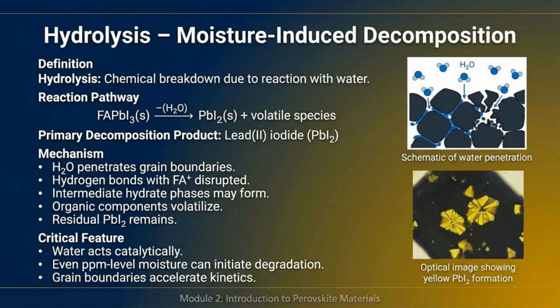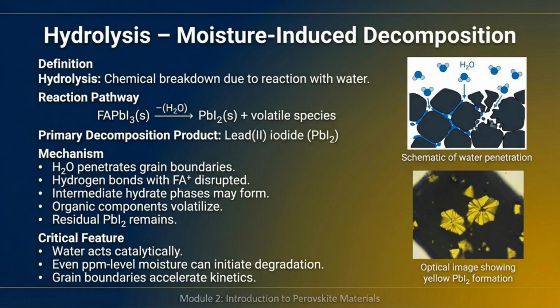We now move to chemical instability. Hybrid perovskites contain organic cations that interact with the inorganic lattice via hydrogen bonding and electrostatic interactions. When water molecules diffuse into the film, they disrupt these interactions. The simplified degradation reaction results in the formation of PbI2 and volatile organic species. The volatile components escape, leaving behind crystalline PbI2. You may often observe yellow patches forming on degraded films, that is, PbI2.